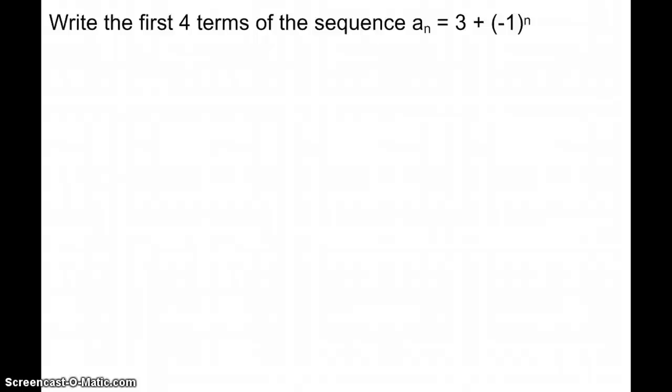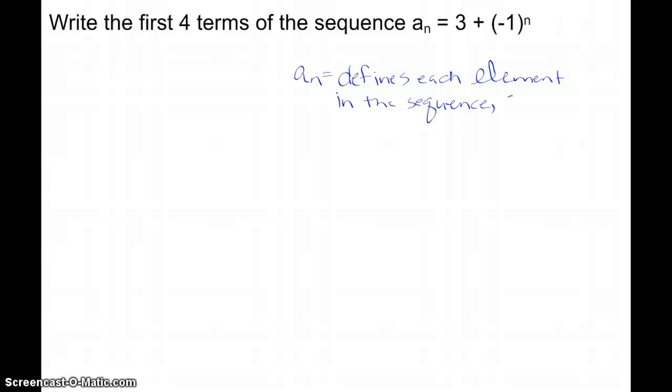So here's the nth term of a sequence. A sub n equals 3 plus -1 to the n. And it asks us to write the first 4 terms of this sequence. Well, there are some things we need to know. A sub n, being the nth term, defines each element in the sequence, and some things that aren't obvious is the starting point.